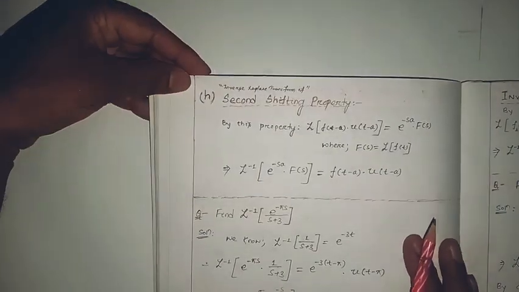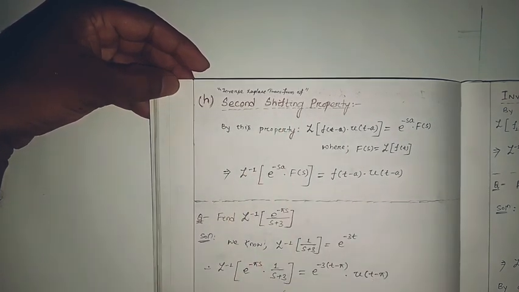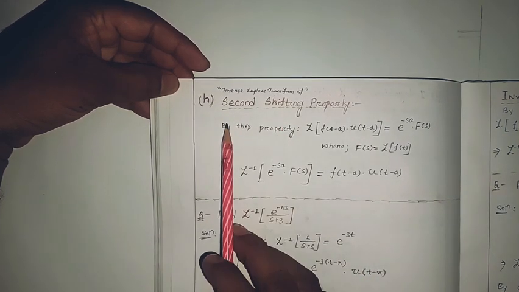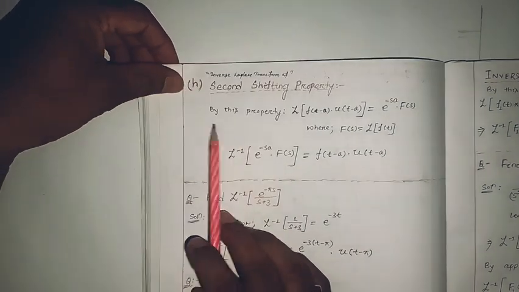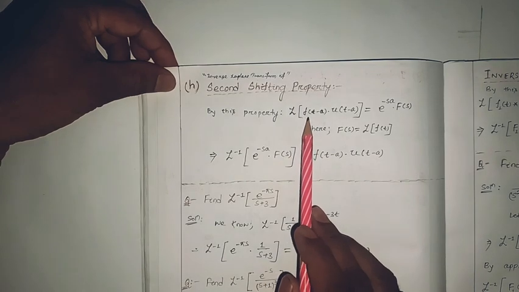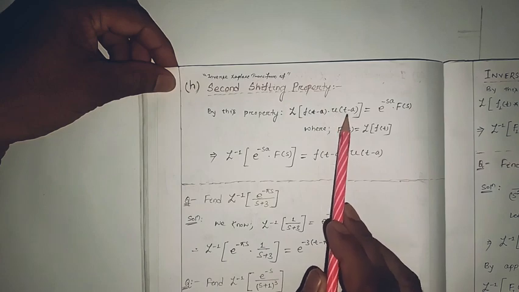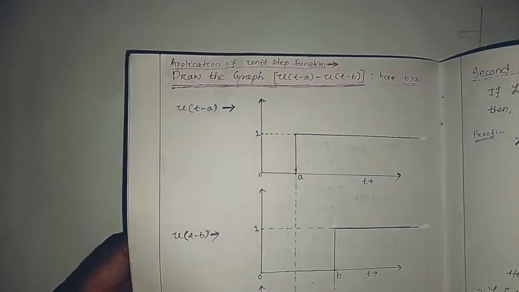In today's class we are going to discuss another property of inverse Laplace transform, that is the second shifting property. And we are also going to solve some numericals based on inverse Laplace transform of the second shifting property. So we know that by this property, Laplace transform of f of t minus a into u of t minus a, here u of t minus a is the unit step function. We have discussed the unit step function in detail.